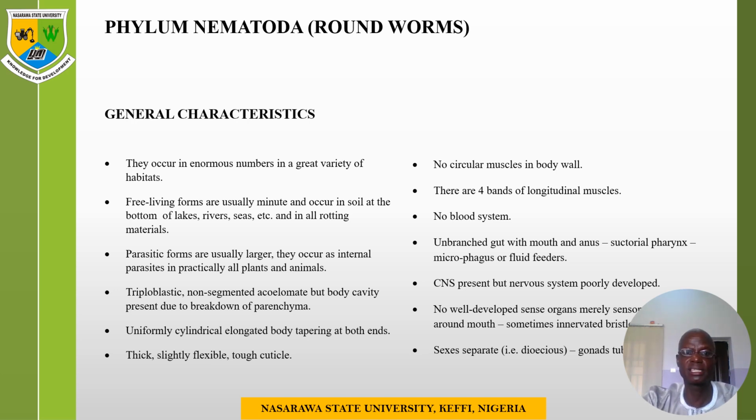They are triploblastic, that is, they have three body layers. They are not segmented, but a body cavity is present due to the breakdown of parenchyma. They exhibit a uniformly cylindrical, elongated body, tapering at both ends. They are thick and slightly flexible. They also have a thick cuticle.